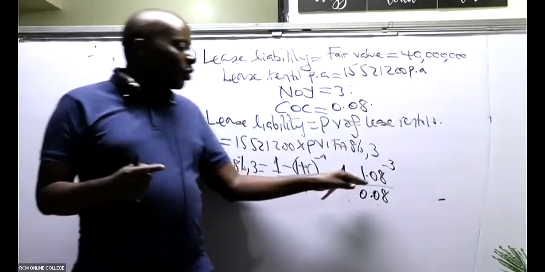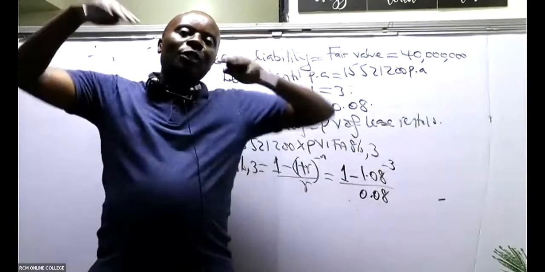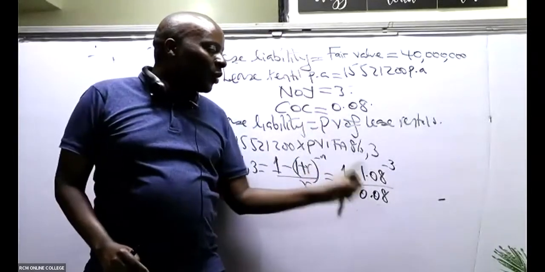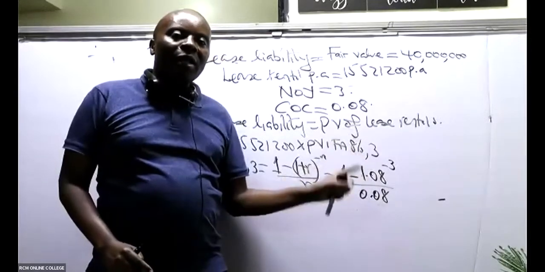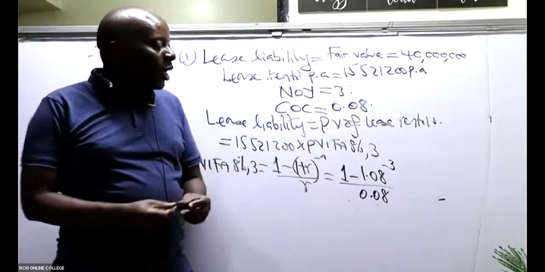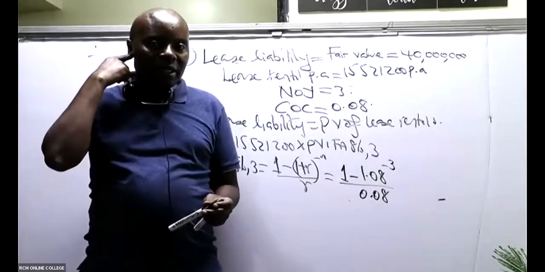to negative 3. Because you know this is a bracket on its own, telling you to first take care of the numerator. Once I say 1 minus 1.08 raised to negative 3, very well, then I say equals. And once I say equals, I will be able to divide this by 0.08.